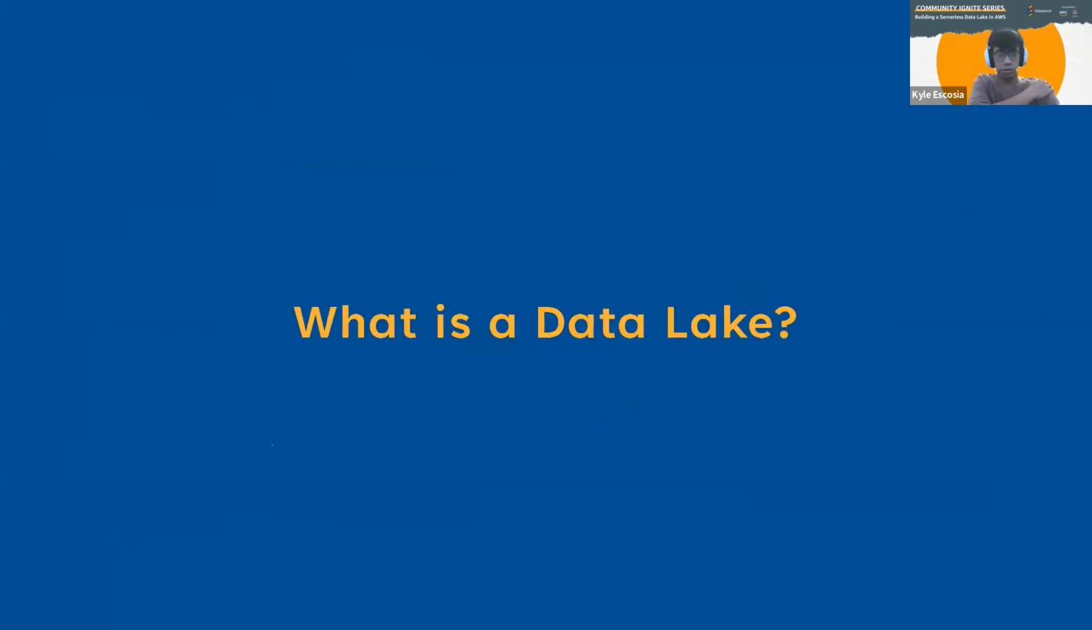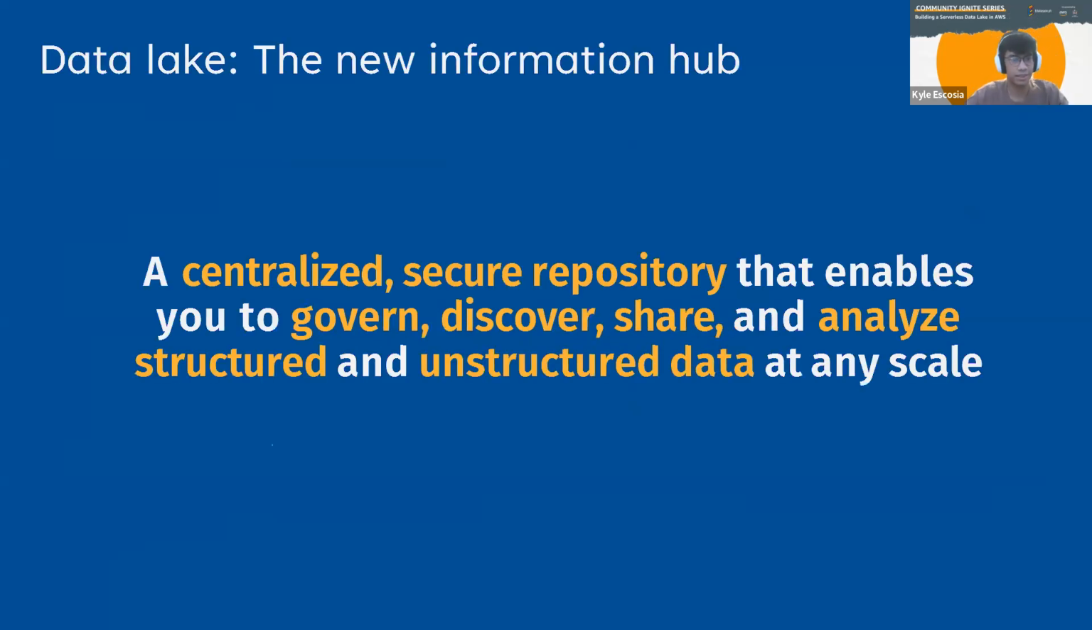So that brings us to the point: what really is a data lake? It's basically a centralized, secure repository. You can upload your structured or unstructured data, like Google Drive. Upload an image and it will be stored there. You can consume it within the AWS ecosystem. That's just the basic definition of a data lake. It's the new information hub, because all your data will flow there.